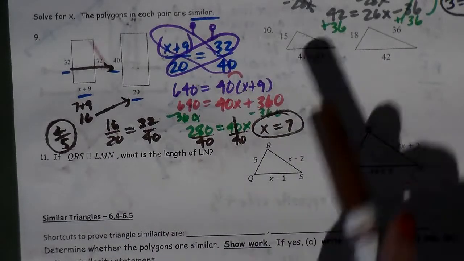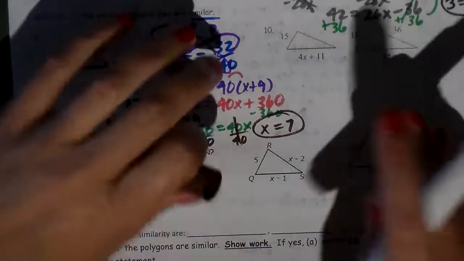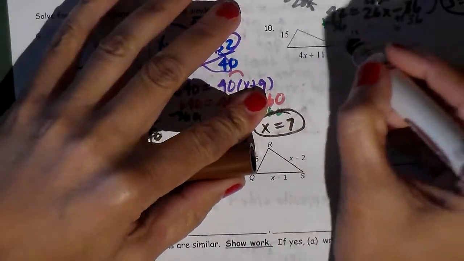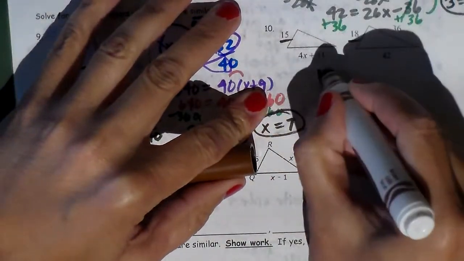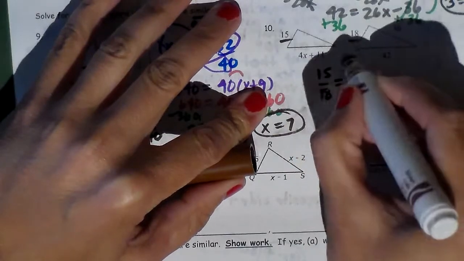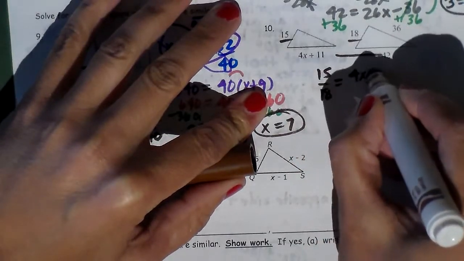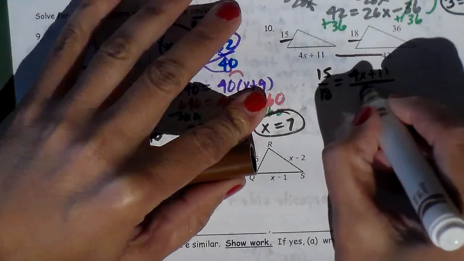Okay. All right, so let's look at number 10. Number 10, again, we're all similar. So we went from 15 to 18. So what did we do to go from 4x plus 11 to 42?